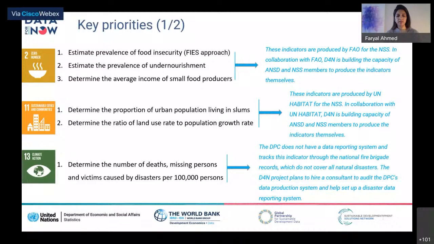For SDG 13, the indicator that was identified was to determine the number of deaths, missing persons, and victims caused by disaster per 100,000 persons. So DPC, which is the main stakeholder for estimating this indicator, ANSD and DPC are collaborating, and we are able to provide, through a consultant, technical support in order to identify what has been done so far and make recommendations on the kind of system that would be required to consolidate information on natural disasters in Senegal. So all of this has been very promising because the key thing in Senegal has been how the partners have come together to share their technical resources and implement and fill the data gaps.